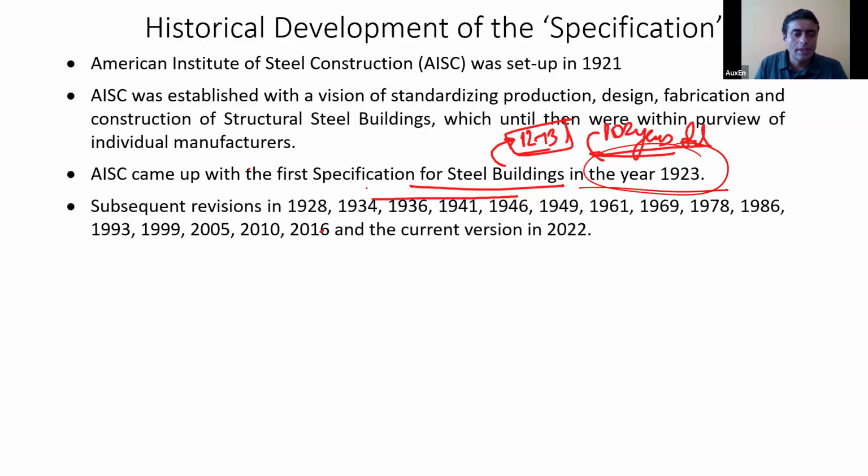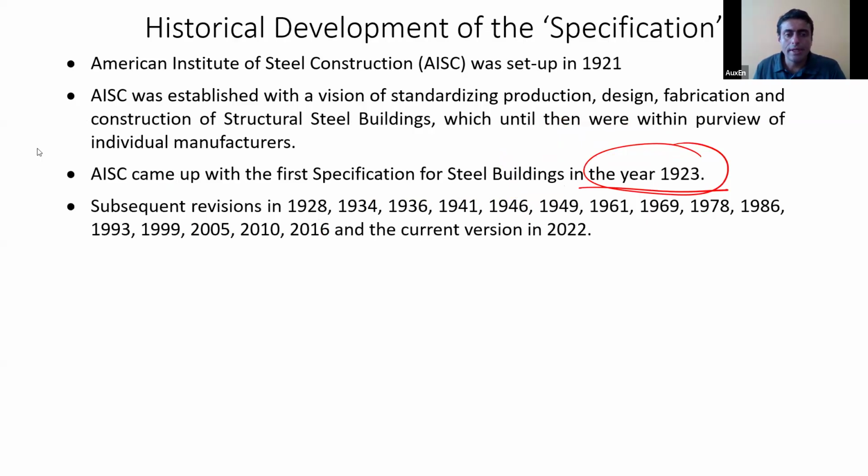So the first specification came in 1923, and then came regular revisions. So you can see the revisions over the years. After 1923 came the revision in 1928, then in 1934, then in 36, then in 41. So these were the war years. World War II was taking place. World War II started in 1939. So these two codes were published or revised during the wartime, Second World War. Then you got a revision in 1949, then in 1961, 69, and so on.